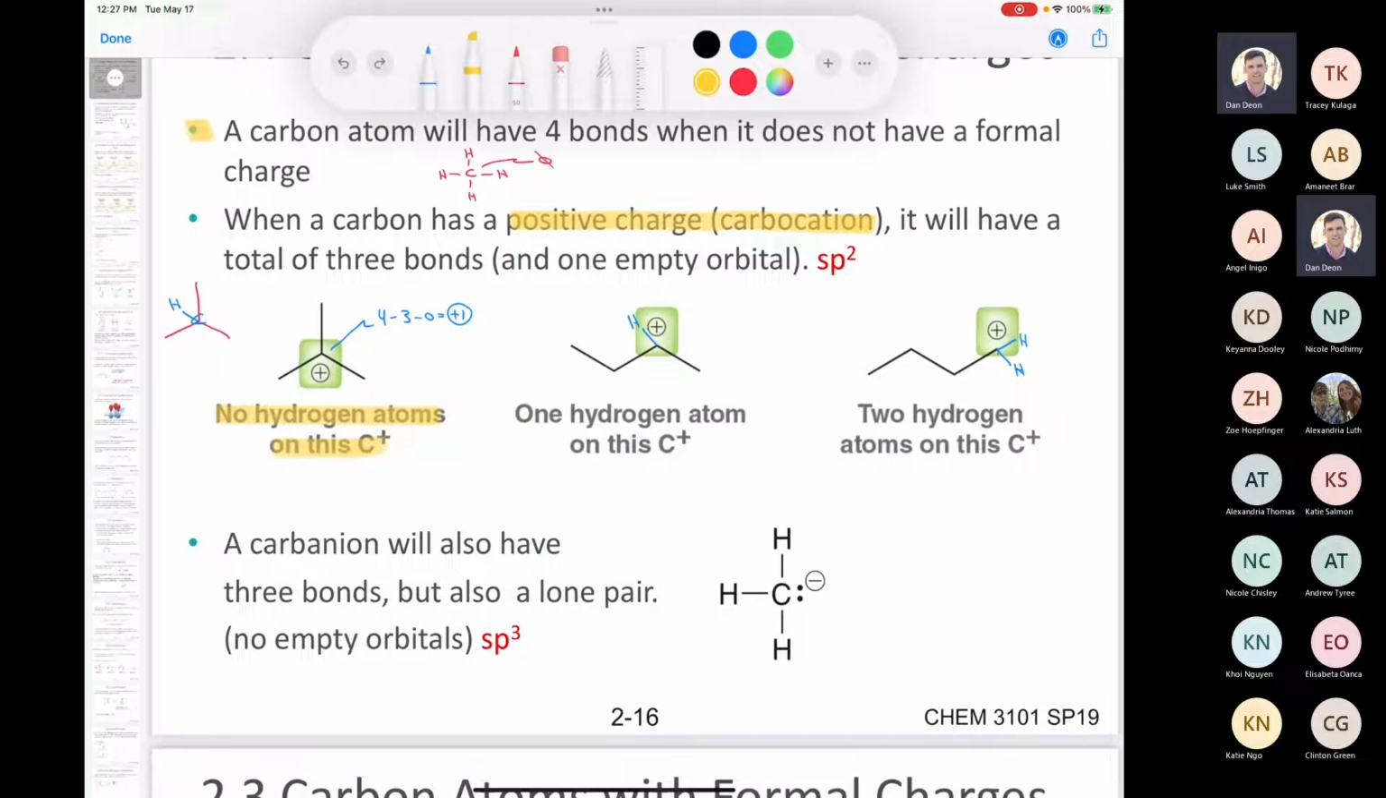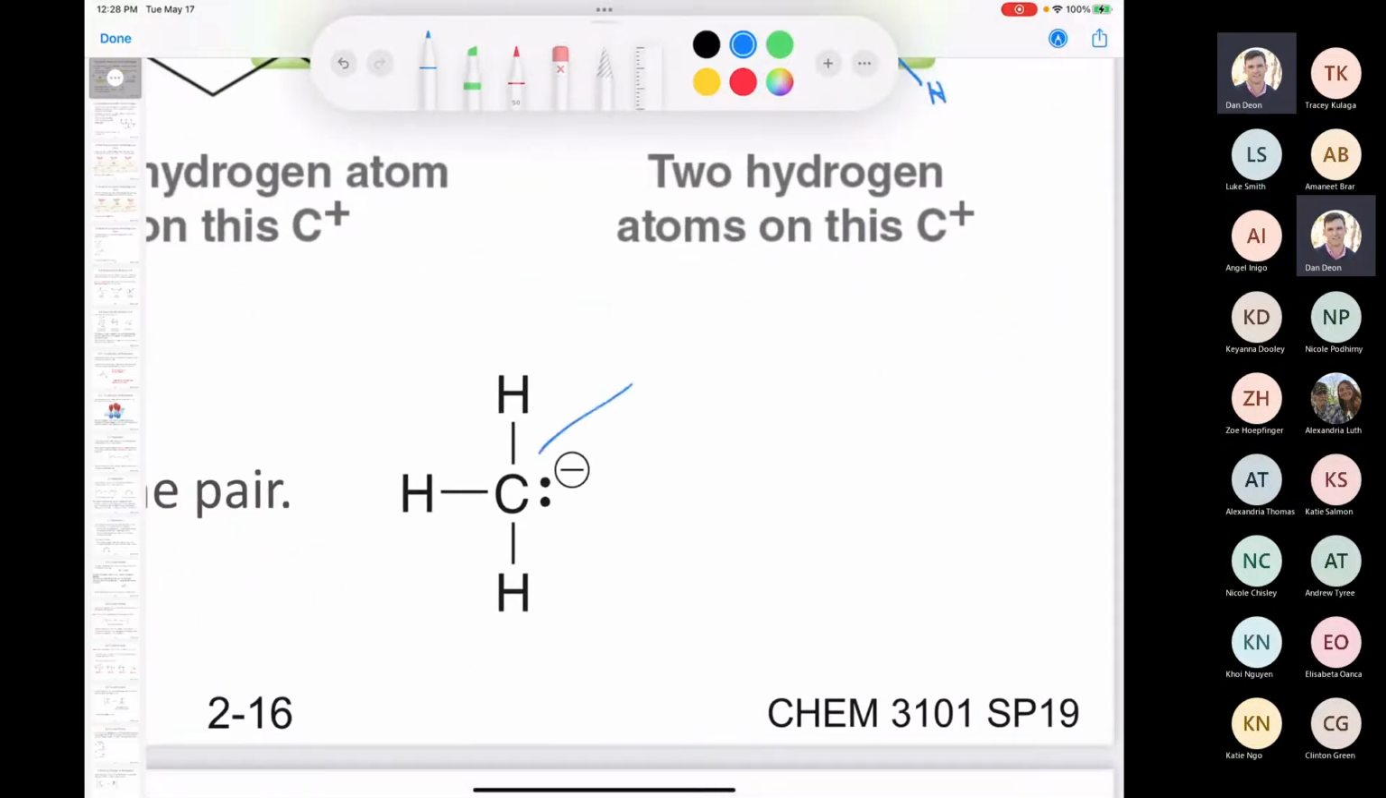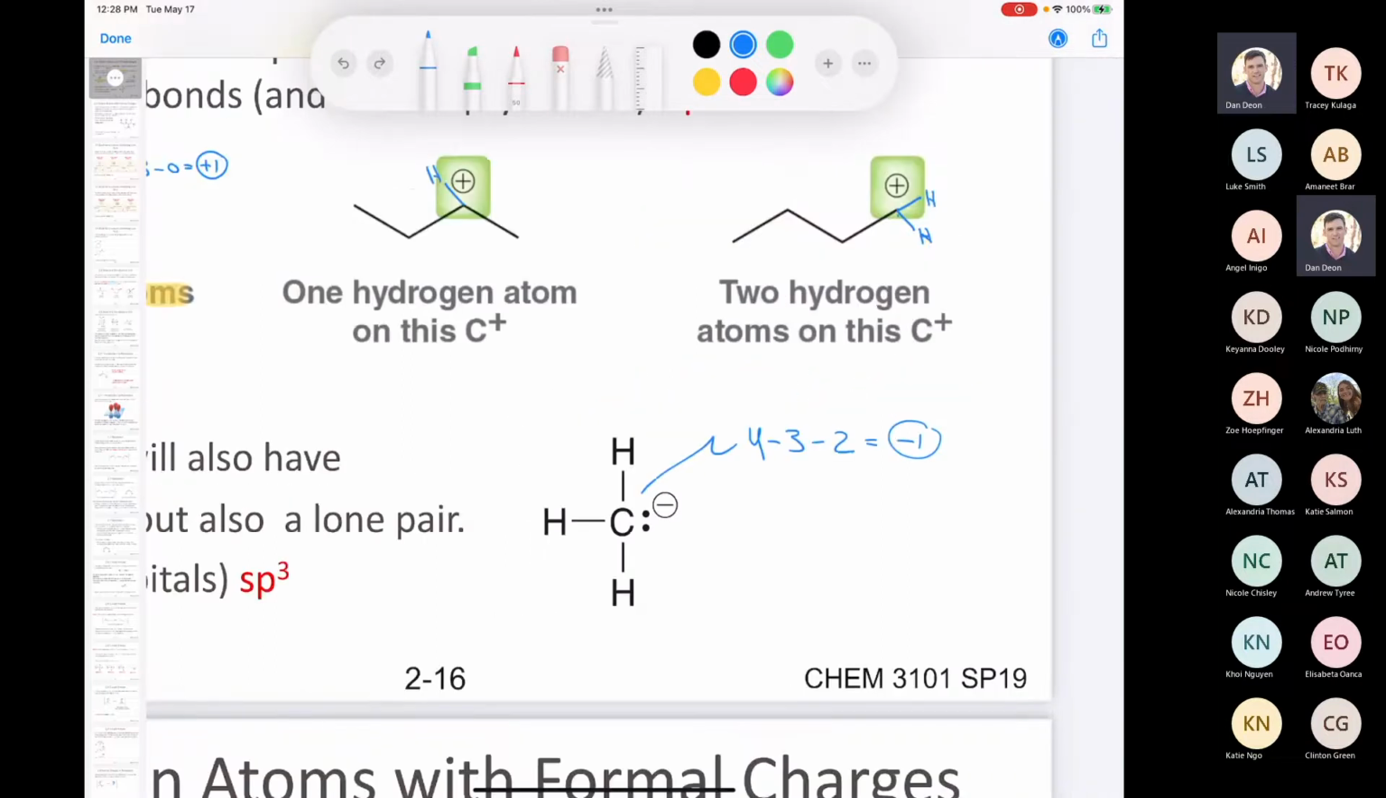We can also have what's called a carbanion. You can probably guess that that's an anion. It's a carbon with a negative charge. Well, when we have a carbanion, in that case, we have no empty orbitals. We have an sp3 hybridized carbon, but in this case, instead of 4 bonds, we have 3 bonds and 1 lone pair. Check it out. If we do our formal charge calculation, 4 valence electrons, subtract 3 sticks, subtract 2 dots, gives us -1. And that is why we have a negative charge on our carbon. Hence, it is a carbanion.